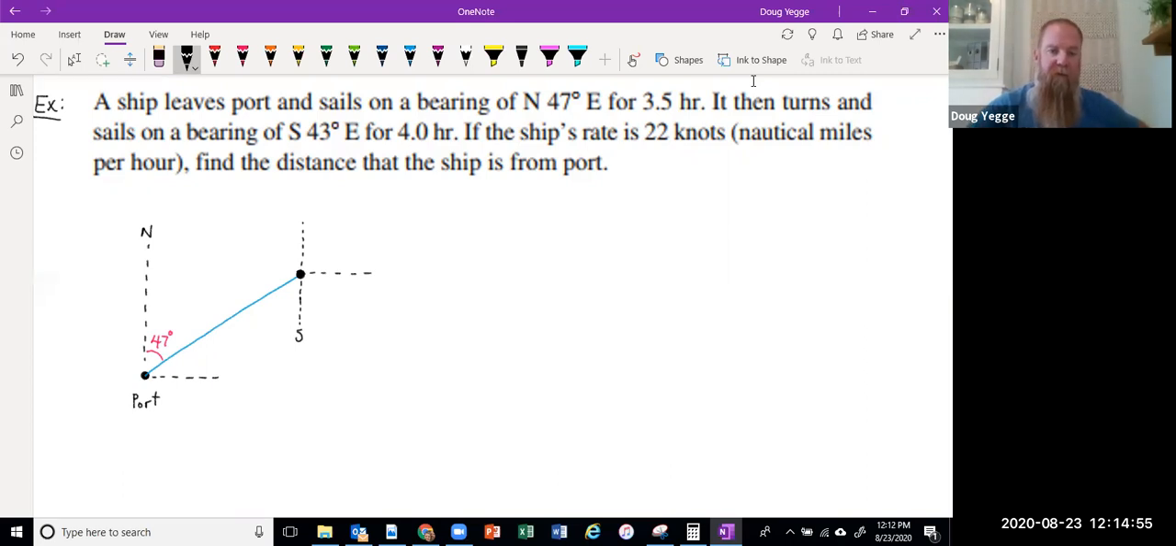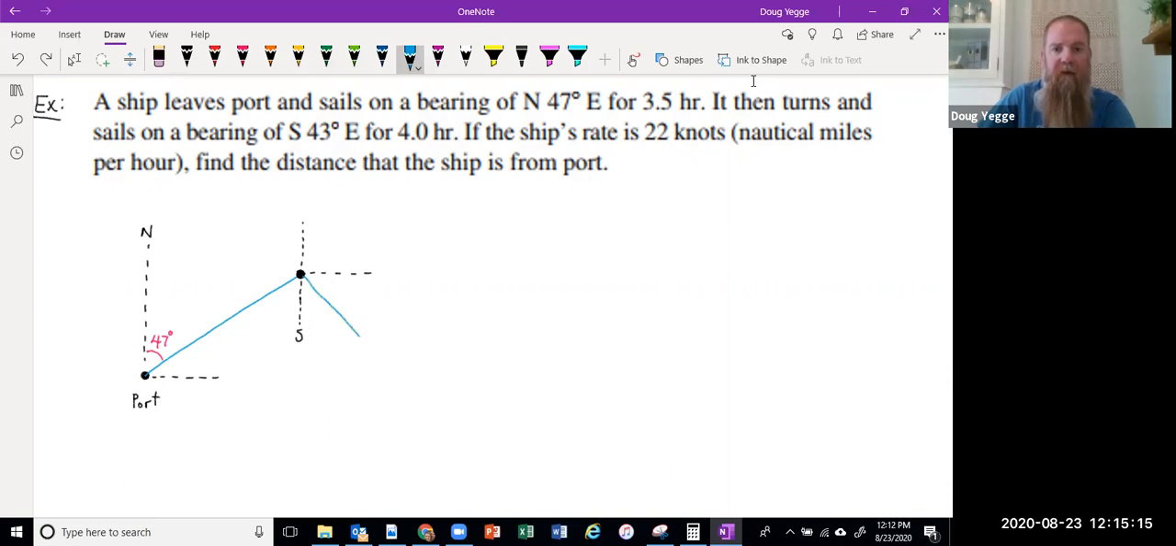So it's got to turn 43 degrees towards the east. That means it's going to start by pointing south and turn towards the east. So we've got to draw the angle of 43 degrees, which is approximately a little less than halfway in.